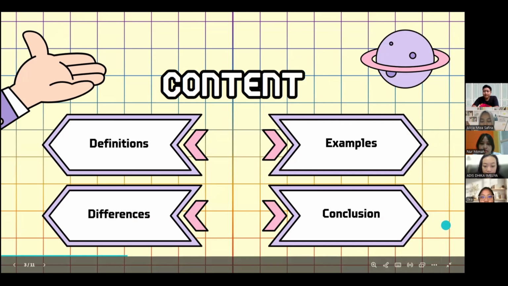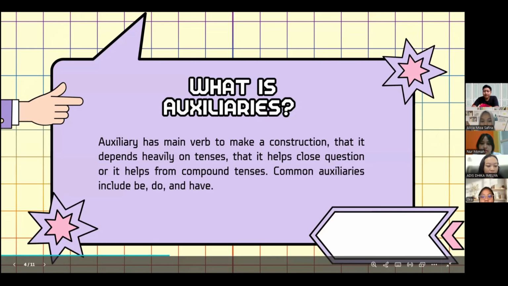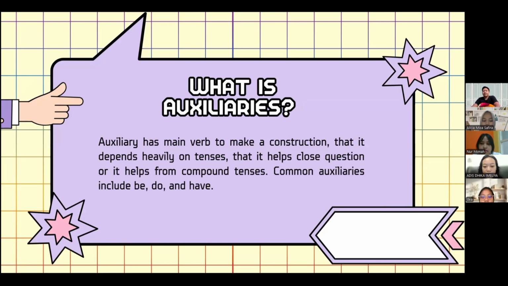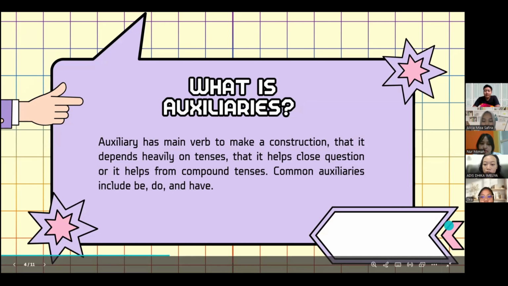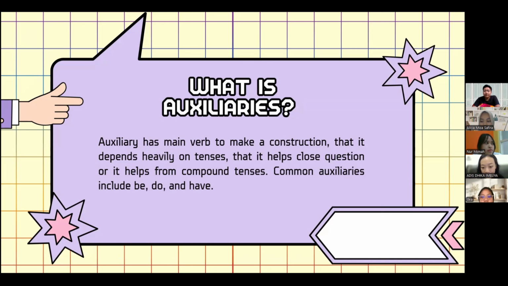Okay, the first is definition. What are auxiliaries? Auxiliaries work with the main verb to make a construction that depends heavily on tenses; it helps form questions or compound tenses. Common auxiliaries include be, do, and have.